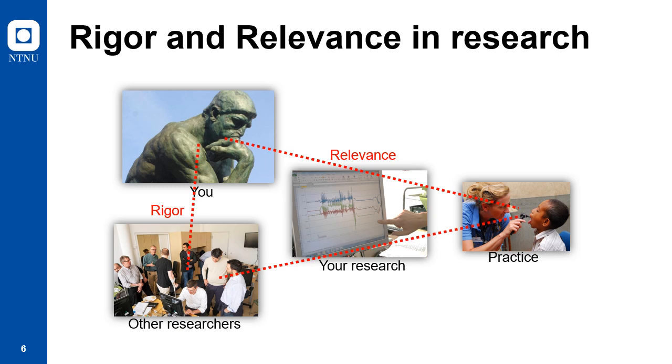Relevance is often determined by practitioners, for instance, doctors or programmers or whoever will use the results from your research. Rigor is defined by researchers and the research community who set the standards for what good research means.